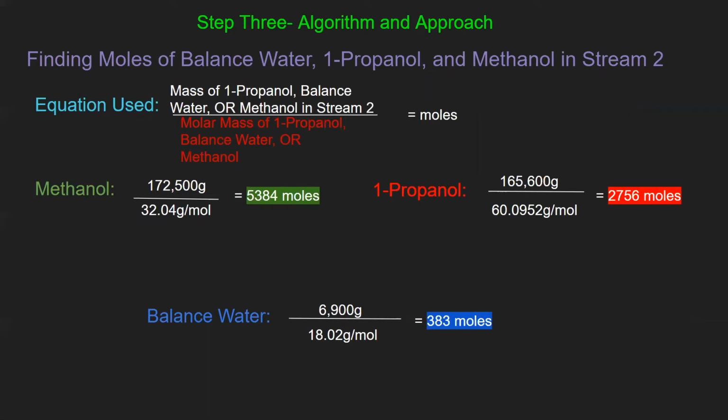Another step to find molar composition is taking the mass found in the previous slide and using it to find the number of moles. We do this by dividing the mass of the propanol, balanced water, or the methanol in stream two by the molar mass of 1-propanol, balanced water, or methanol, and that gives us the total number of moles. So right here, we found that methanol is a mass of 172,500 grams. You divide that by its molar mass, you get 5,384 moles. Same thing with the propanol: 165,600 grams divided by its molar mass gives us 2,756 moles. In the balanced water, we get 6,900 grams divided by molar mass, which ends up with 383 moles.